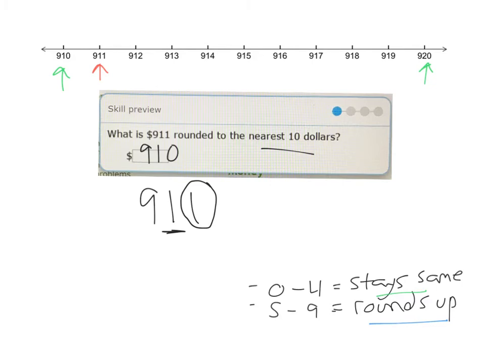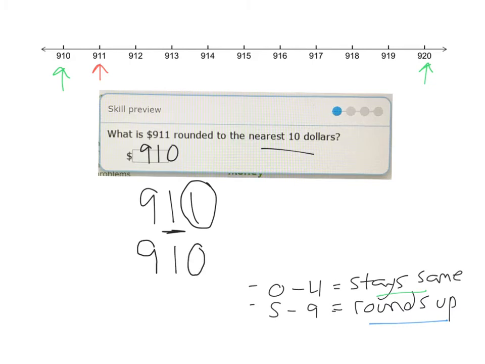So, Miss Cooper, what about this 9? You have to keep that. If you just write 10, that's not going to help you. We want to say $911 is close to $910, not to $10 itself. And then the circled digit and everything to the right becomes a 0.